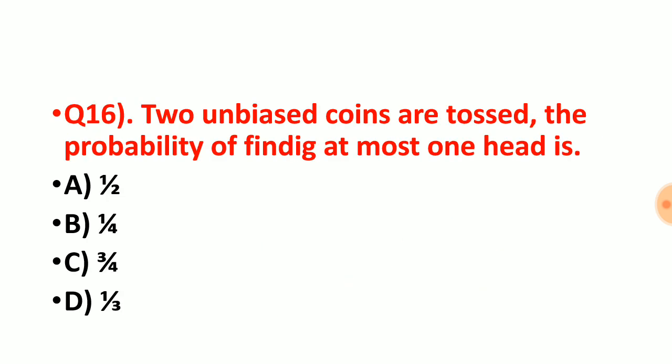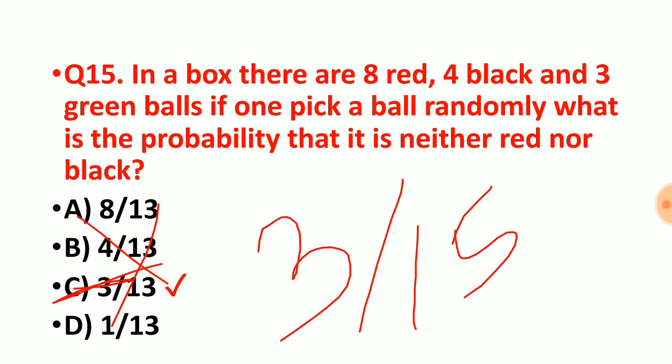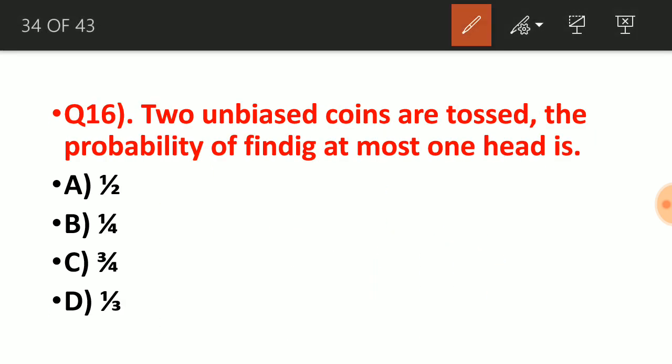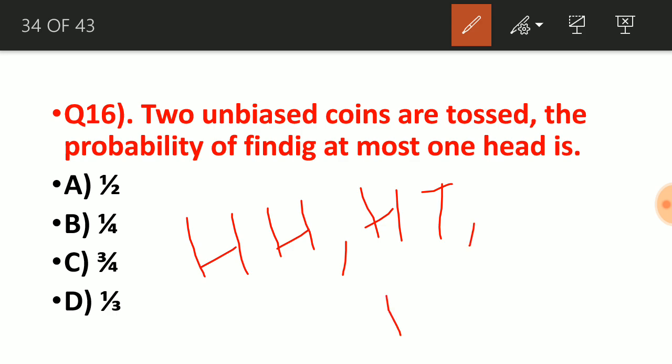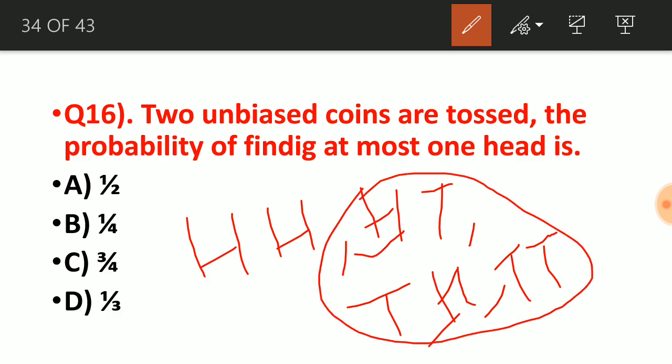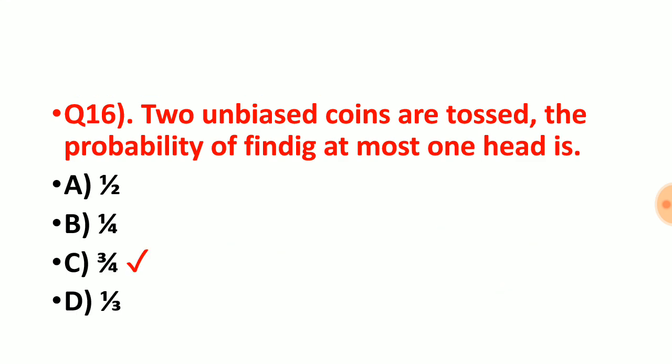Question number 16. 2 unbiased coins are tossed. What is the probability of finding at most one head? If 2 coins are tossed, we will have 4 cases: head comma head, head comma tail, tail comma head, and tail comma tail. At most one head means at maximum one head, and at minimum it can have no head. So these are the 3 possible cases. It is possible to take this also because this is also at most one head. So 3 by 4 is the answer.